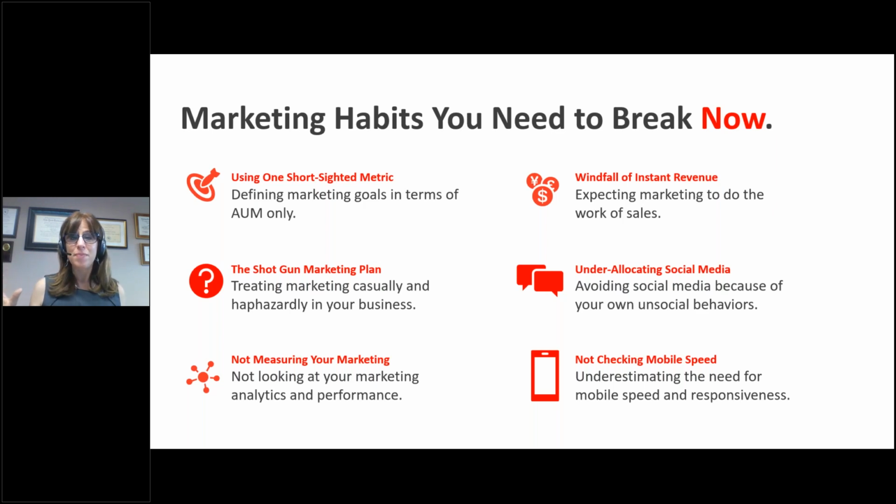A fifth item that we see, well, actually that's number 6, is not checking your mobile speed. Please do not underestimate the power of mobile connectivity. There's a way for you to actually test your mobile speed, and that is if you go to test by Google, just Google it, you'll find it. You'll be able to test your mobile speed. You don't even need my help. You can just go right on there and do that as well.